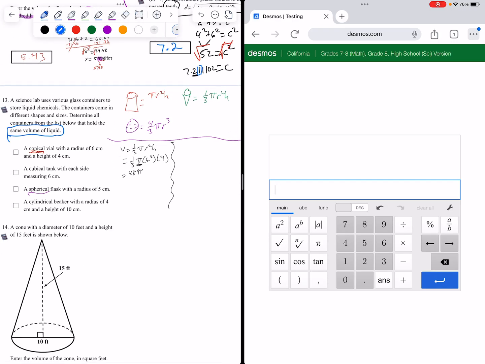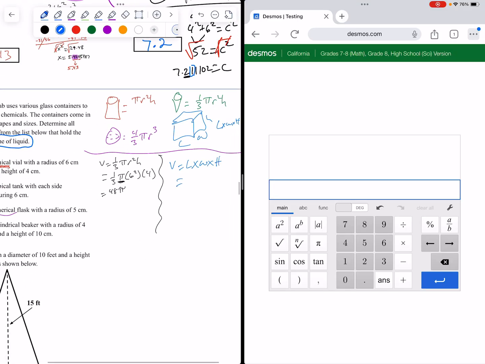All right, next one. A cubical tank. If it's a cube, it's length times width times height, but they're all the same. It's a cube, so my volume is length times width times height, like any rectangular prism. But because it's a cube, that makes it special. 6 times 6 times 6 equals 216.